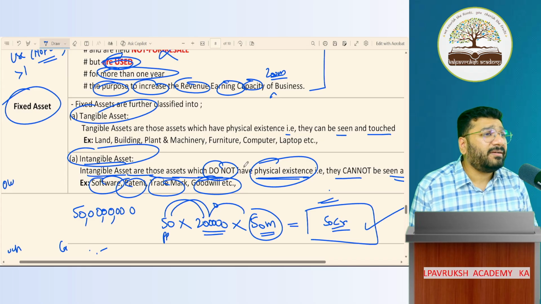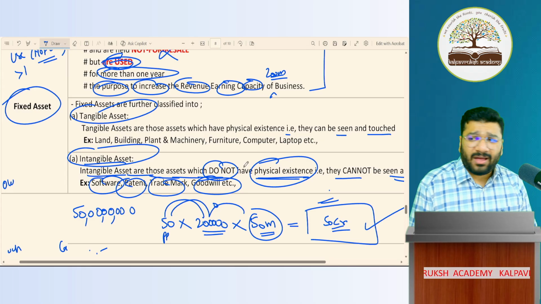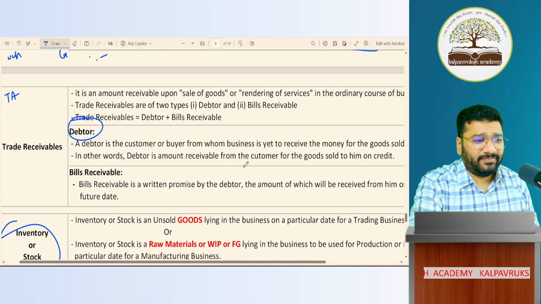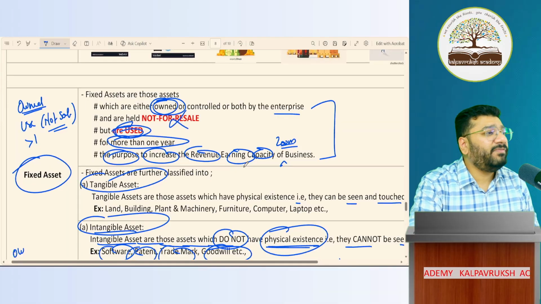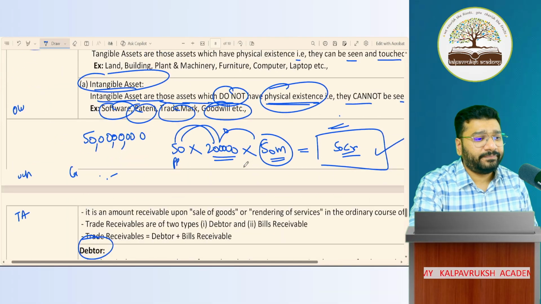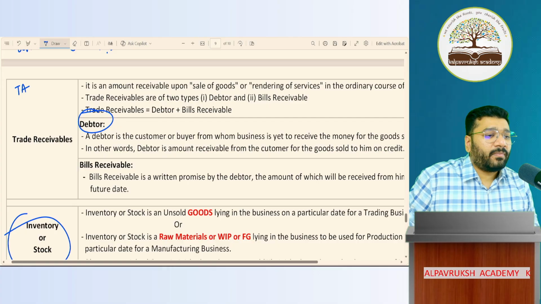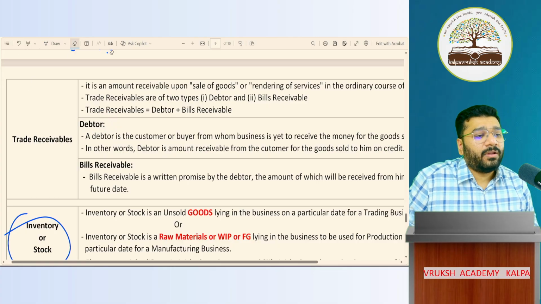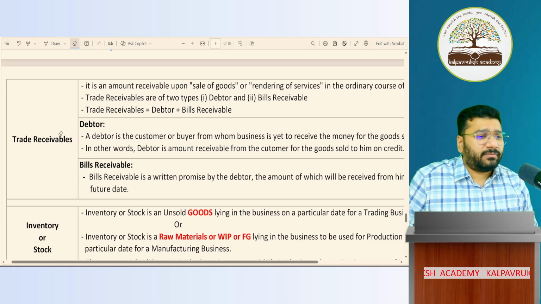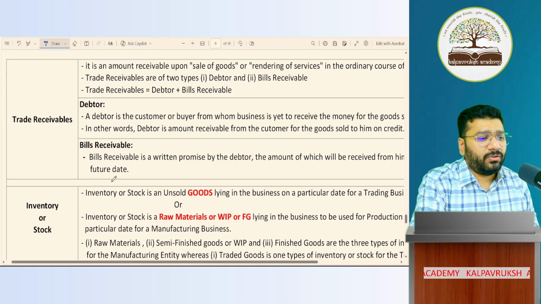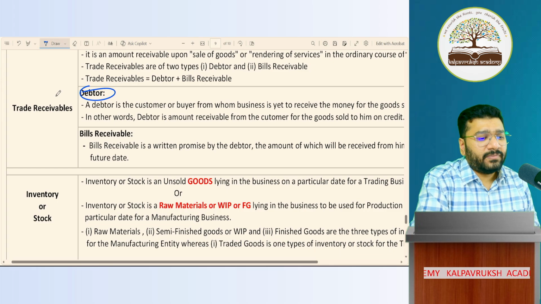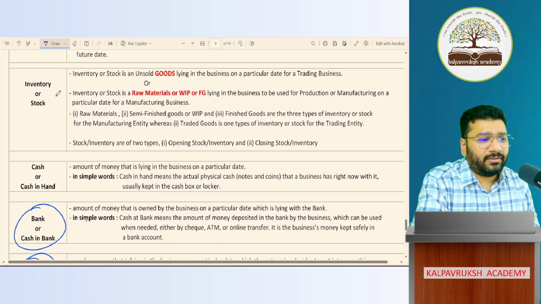Got it? Not got it? Tell me loudly. Any doubt so far in fixed assets? Clear with this? Okay. Sir, what else are assets, sir? What else are assets? Okay, data I'll come back to a little later. Somebody asked, sir, is inventory, stock an asset or not?